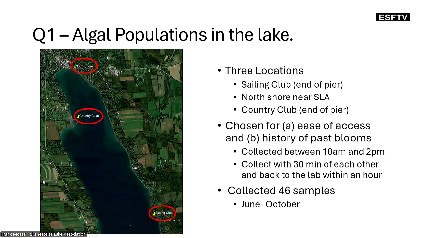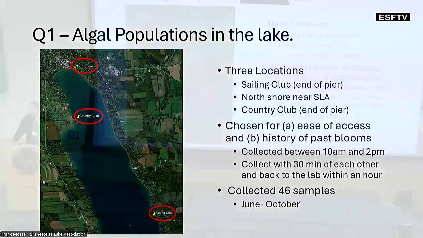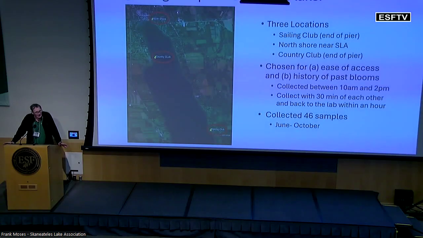And we picked 3 locations. We had the Sailing Club down on the eastern side. We had the Country Club Pier up here, and then what we call the North Shore site, which is basically right outside the Skaneateles Lake office off their breakwall. These were chosen, not necessarily the best sites in the world, but they were chosen because they have a historical report of harmful algal blooms, so we thought we might get a bloom at that.